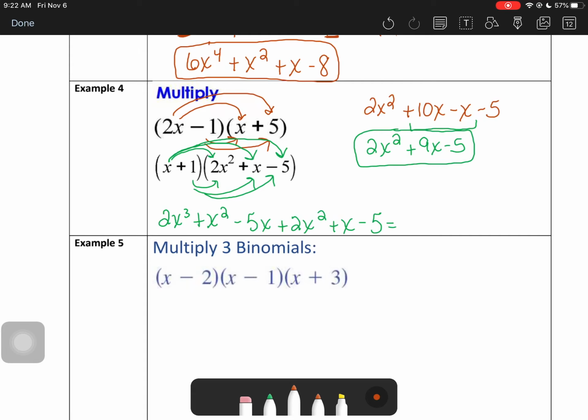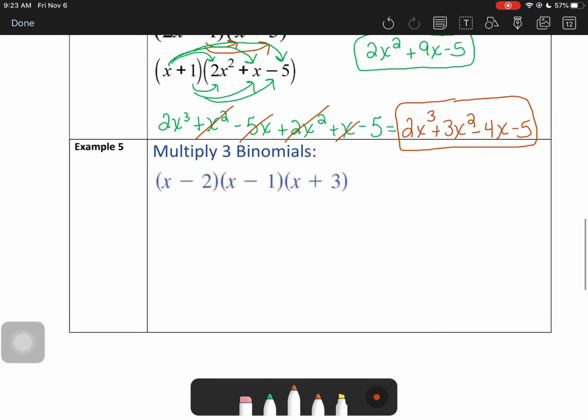Now we're going to combine like terms and write our final polynomial in standard form. So we have 2x cubed, then we have an x squared and a 2x squared, which will be positive 3x squared. We have a negative 5x and a positive x, which gives us negative 4x, and then we have negative 5. So we've written this in standard form after we've combined like terms.